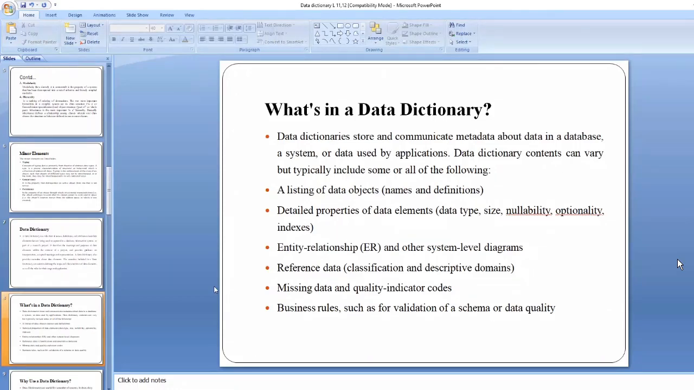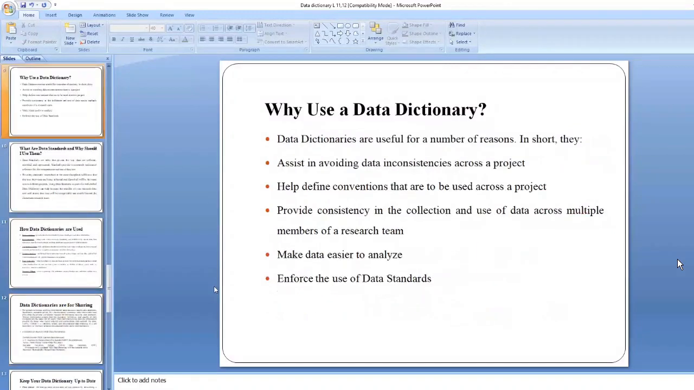Now we have seen the definition of a data dictionary and what's inside it, but why do we use it? Why use a data dictionary? So let's see where it can be used and where it can be helpful. Data dictionaries are usually useful for a number of reasons. In short, they assist in avoiding data inconsistencies across a project.